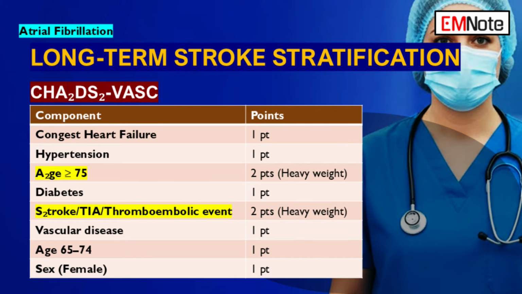A very big one. Diabetes is 1 point. A prior stroke, TIA, or thromboembolic event is another critical 2 points. It's the other heavy hitter. Right. Then vascular disease is 1 point. Age 65 to 74 is 1 point. And finally, female sex is 1 point.